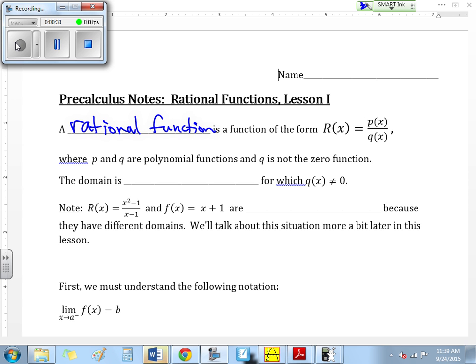Okay, some examples of rational functions are anything that looks like a ratio. So like x squared plus 2x minus 4 over x minus 3. That is a rational function because it looks like a ratio, top and bottom, right?